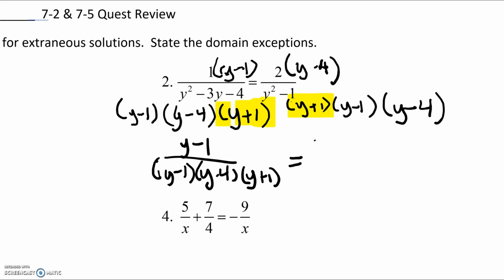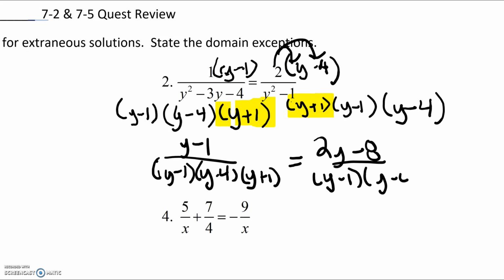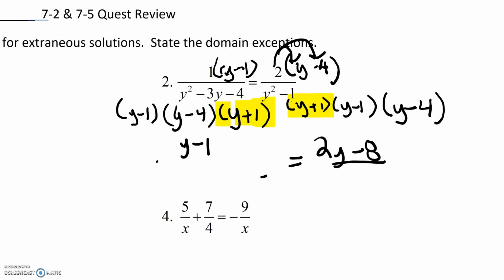And then you have your large denominator. Okay, and that's equal to 2y, remember you're distributing here, 2y minus 8. Okay, now at this point, some of you guys have already said, well, if the denominator is the same, you don't need it, which is true. Okay, so if you want to, you can cross this out, or some of you guys are like, well, I never wrote it in the first place, you can erase it. Okay, and what you're left with is just y minus 1 equals 2y minus 8.